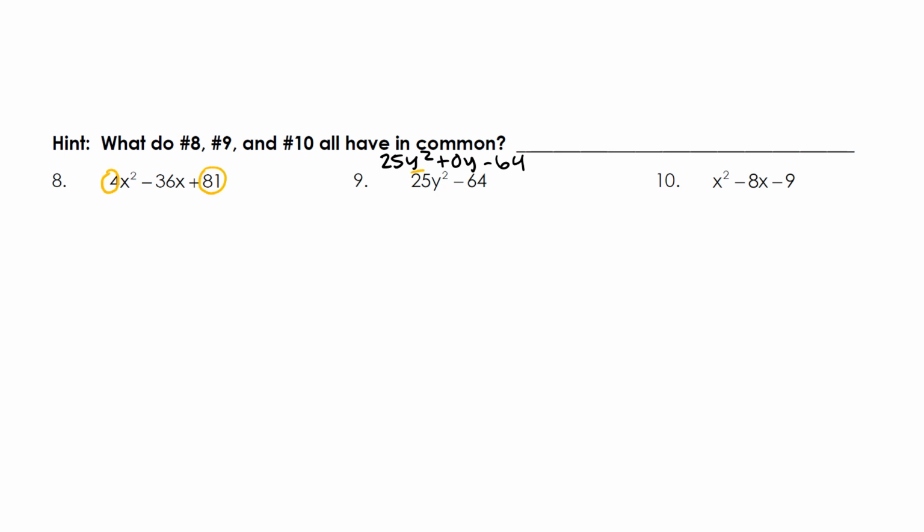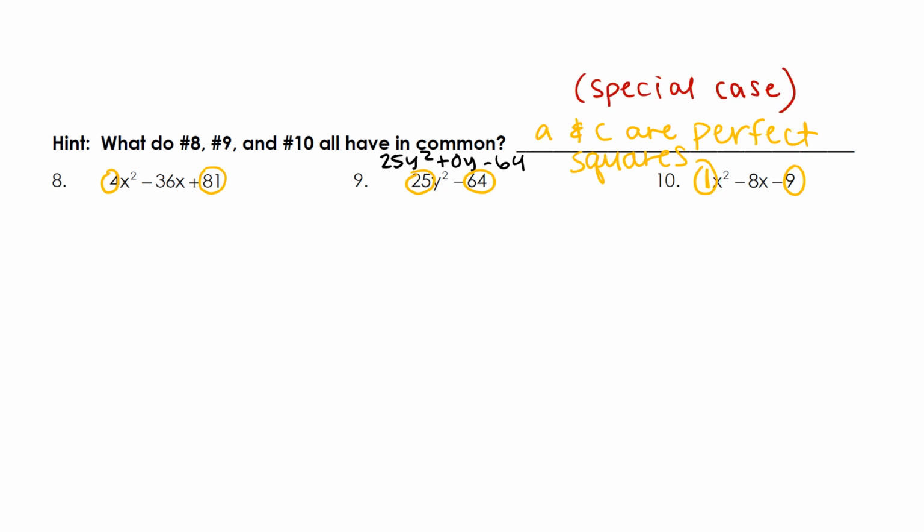A and C for all of these problems. This is a 1 here, so I'm circling the 1 and the 9. So 4, 81, 25, 64, 1, and 9. Every single one of those values is a perfect square. So A and C are perfect squares. I'm running out of room here. So since A and C are perfect squares, again, like I said, that is what makes these a special case. If it's a special case, we have an extreme shortcut that we can use here.